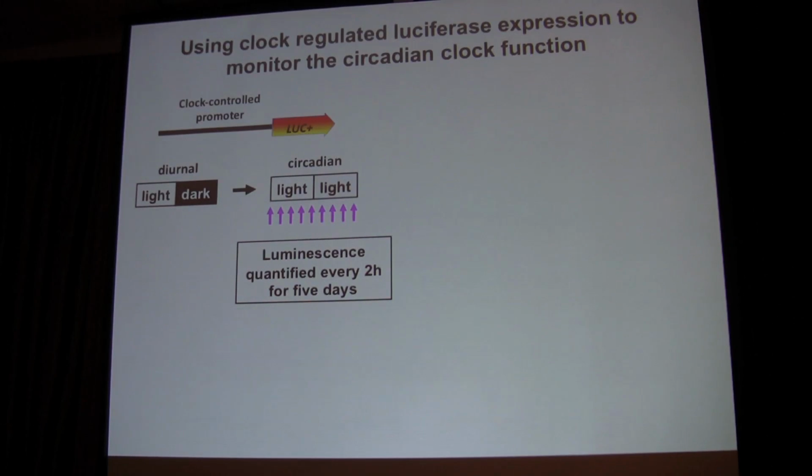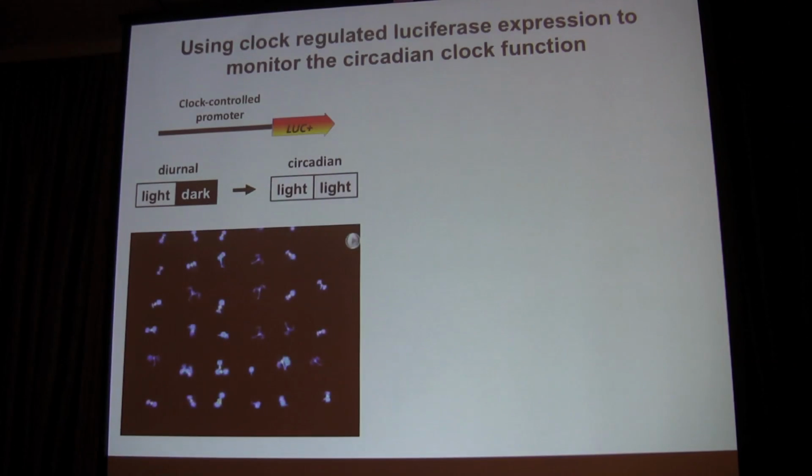So in a typical experiment, what we would do is to grow our organisms in light-dark cycles and then transfer them to constant light conditions. In constant light conditions, we can actually analyze the function of the circadian clock isolated from mechanisms that are directly regulated, for example, by the light-dark cycles or by temperature cycles. And then what we do is to image these plants at regular intervals for at least 4 to 5 days.